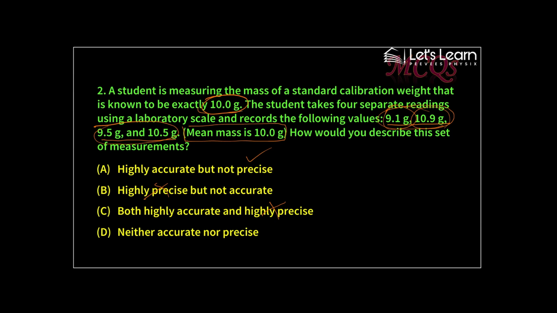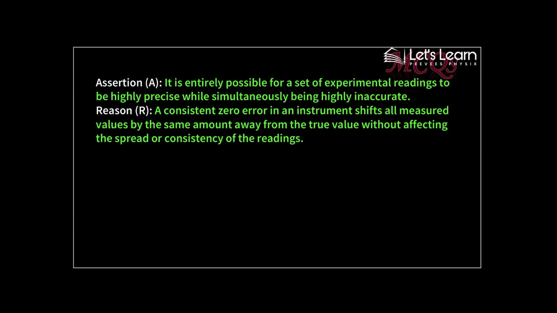It is exactly the same as the true value, so it is highly accurate. So the answer is A. Another assertion reasoning type question. It is possible for a set of measurements to be highly precise, close to each other, but highly inaccurate.